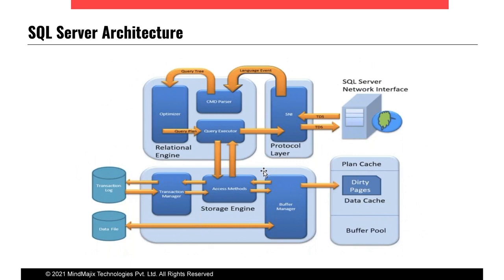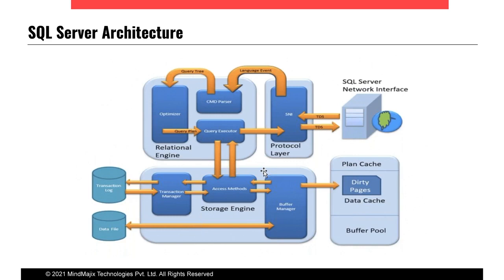Right? And apart from this, we have three major modules. In the protocol layer, we have SNI, and in this we have shared memory, TCP/IP, and named pipe. These three things we need to remember always. Okay, so we have shared memory, TCP/IP, and named pipe, right? Where can we see all these things?